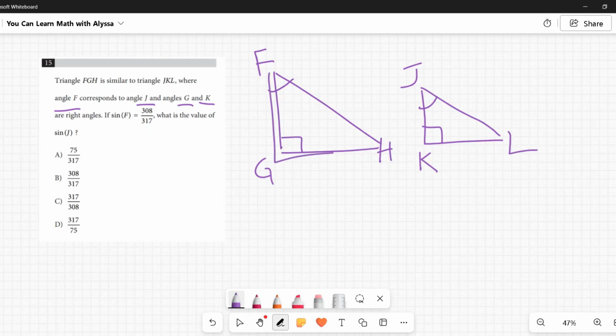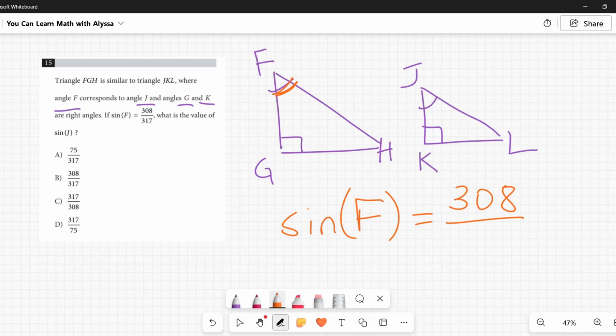So I have triangle FGH, and I have triangle JKL. All right, so far so good. The sine of angle F is equal to 308 divided by 317.